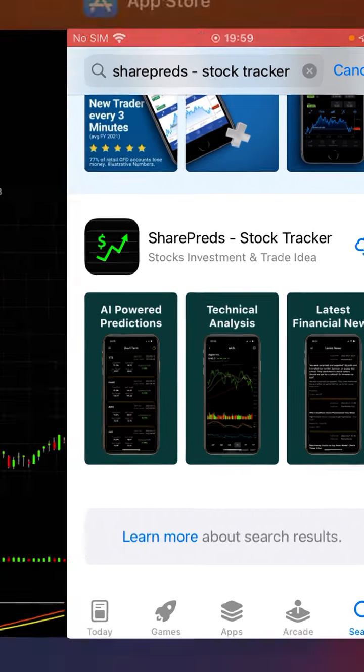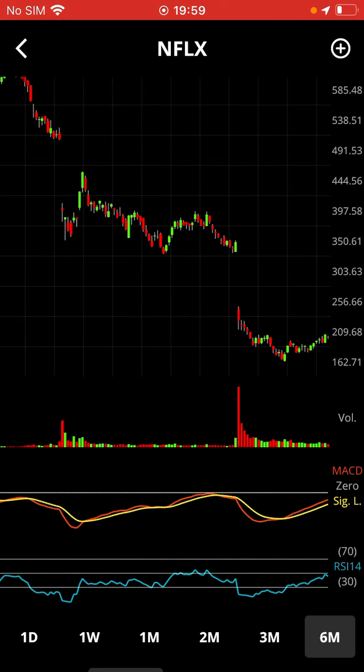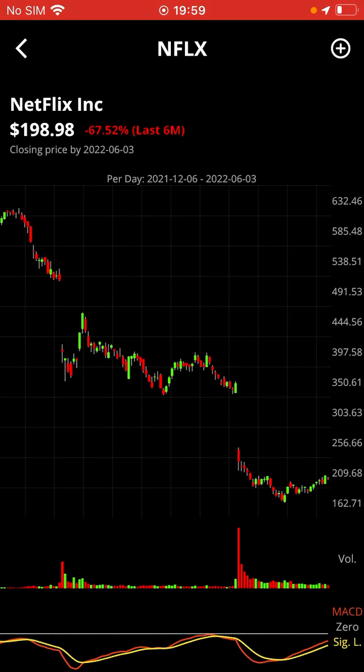So let's go back to our app screen and continue to analyze the Netflix stock. The price of Netflix has gone down by 45% in the last 3 months, and in the last 6 months the price has actually gone down by roughly 67%. The price is right now trending below $200.